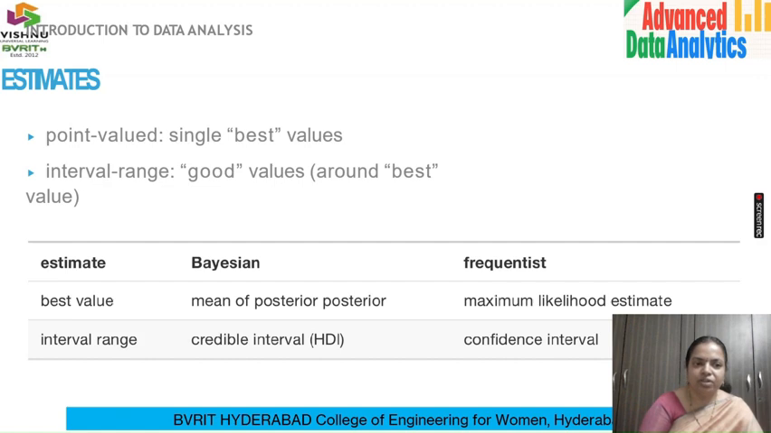For these estimates, generally we use Bayesian methods. For example, if you want to estimate the best value, you take the mean of the posterior values, and with a frequentist method, we take the maximum value. If you want to estimate the interval range, using a Bayesian method you can take a credible interval value, and using a frequentist method you can take a confidence interval value.